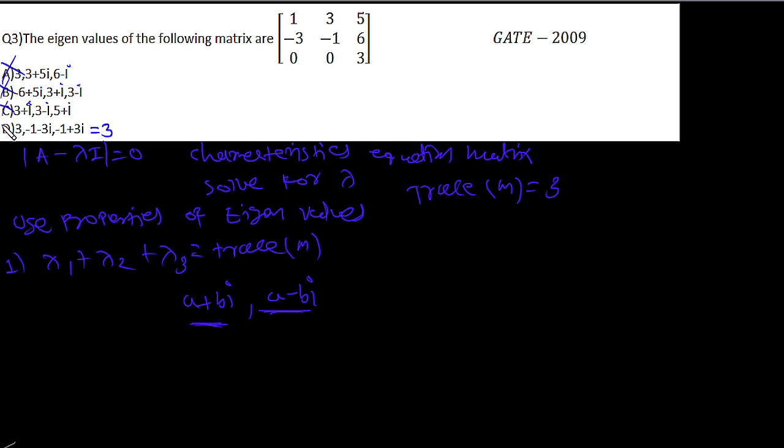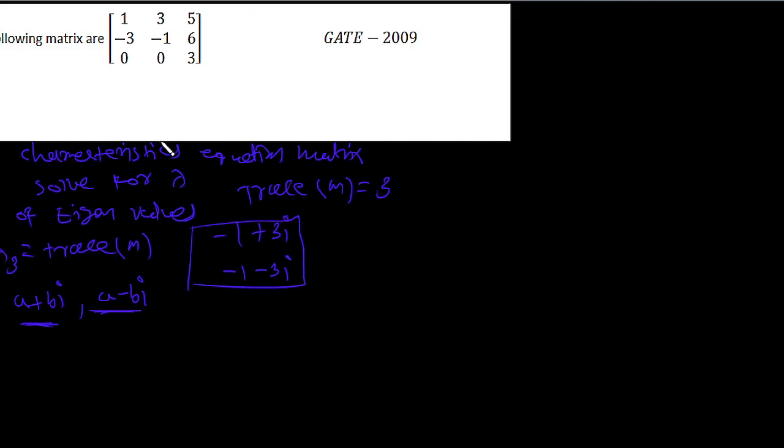Now the remaining is option D, and you can see if minus 1 plus 3i is an eigenvalue, then minus 1 minus 3i is also an eigenvalue. You can see in option D that both are available. So option D is the correct one. Okay, let's move to problem number 4.